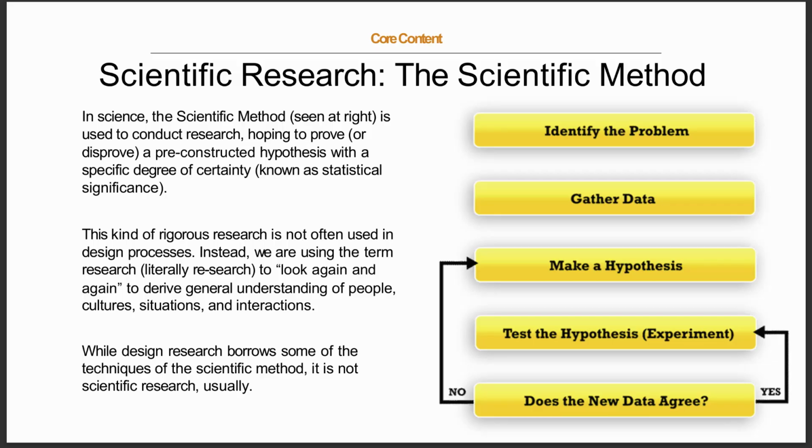So, in the scientific method, we first identify the problem, then we gather the data, make a hypothesis, test the hypothesis, and then figure out if that new data agrees. If it does, then we may test it again, and if it doesn't, maybe we make a new hypothesis and move forward. So this is a rigorous kind of research, and it is not often used in the design process because we have a slightly different goal.